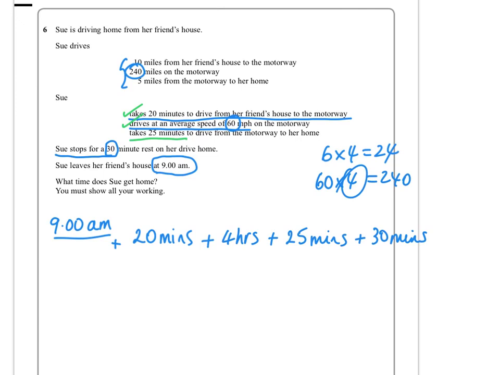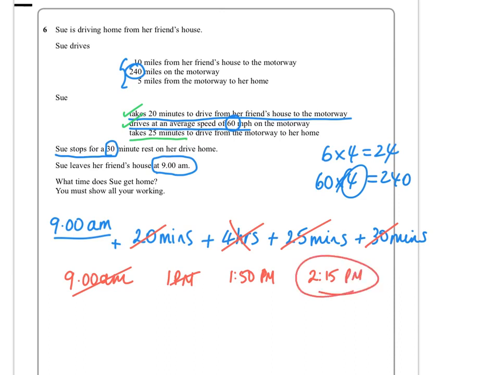So here's how I would approach this. I would simply say 9 a.m. I would do the 4 hours first, so that would get you to 1 p.m. Then I would do the 20 and the 30 is 50, so that takes us to 1:50 p.m. and then I'll try and add 25 minutes to that. So if you add 10 minutes rather, you'd get to 2 and you'd have 2:15 p.m. would be the time that you got home.